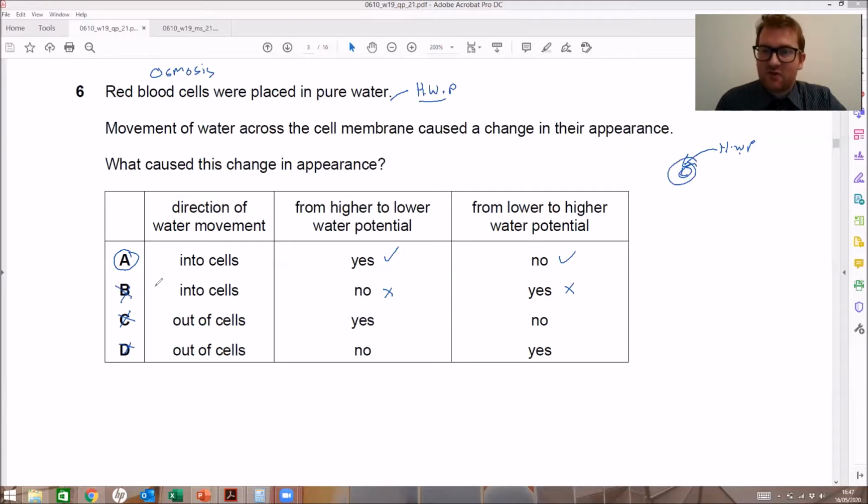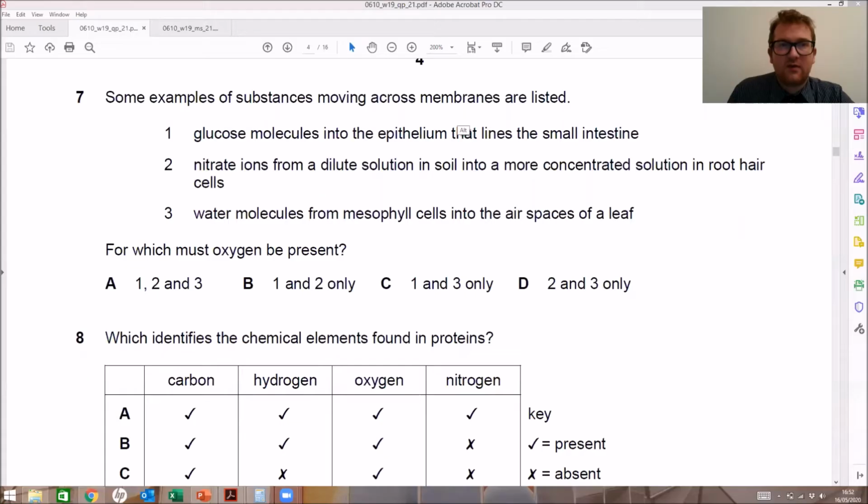Okay, let's move on to question number 7. So some examples of substances moving across membranes are listed. Glucose molecules into the epithelium that lines the small intestine. Well, if we look at how substances enter here, glucose can enter by diffusion, but it can also enter by active transport. Okay, so both processes occur for glucose.